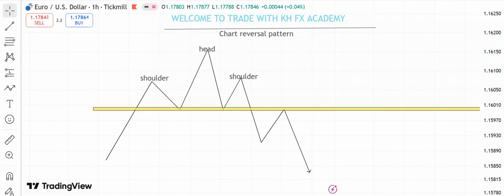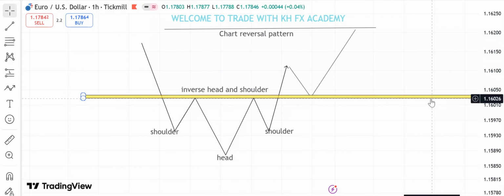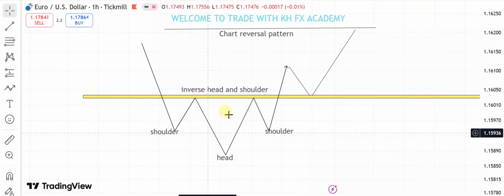Now, number 2, we have inverse head and shoulder. That's the reverse case of the head and shoulder. This is the opposite of the normal head and shoulder, the one I just explained. It appears after a downtrend and signals a possible bullish move. So this is the inverse head and shoulder. This is the shoulder, this is the head, this is the shoulder.